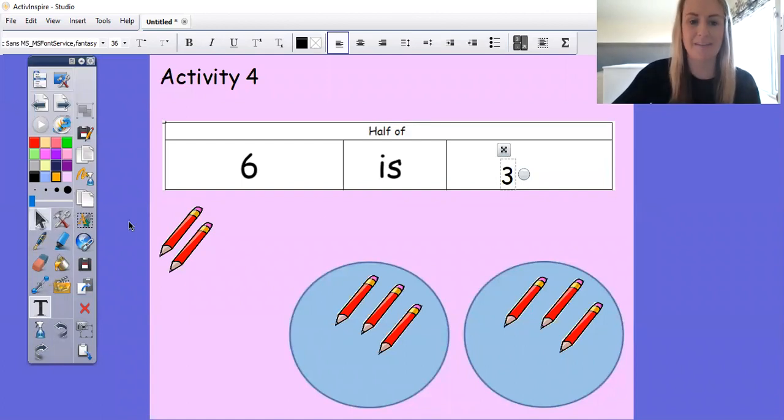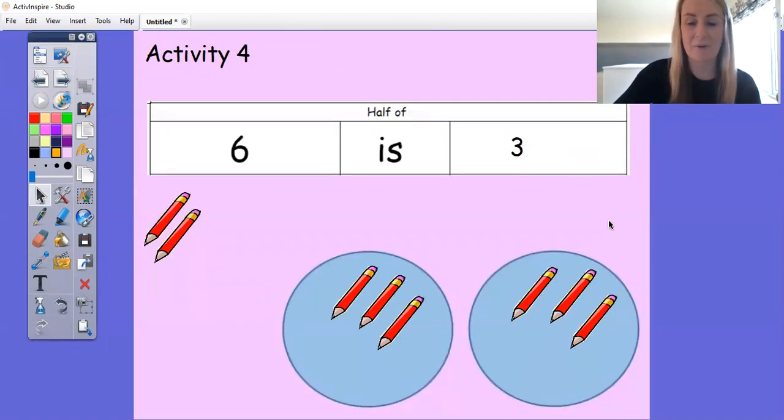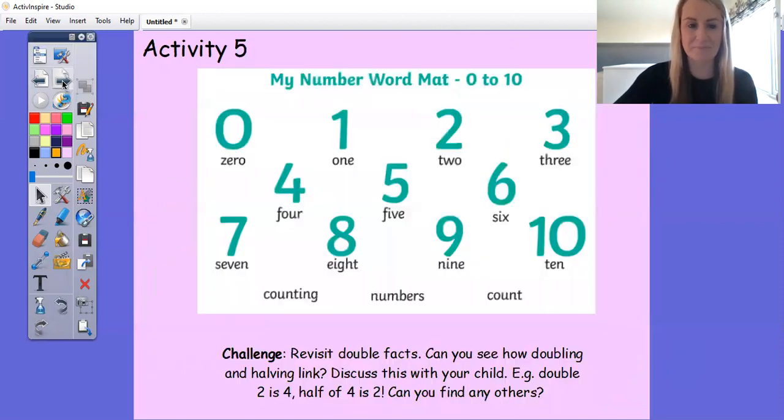You're going to put your answer at the end here. But like I said, if you know it off by heart straight away, put it in. Otherwise, use your objects to help you. Okay, and hopefully by now, you're really getting good at knowing how to find half. Now, moving on to activity number 5.